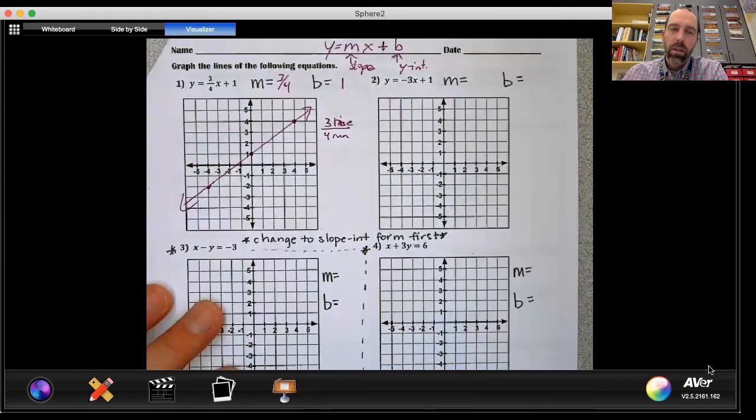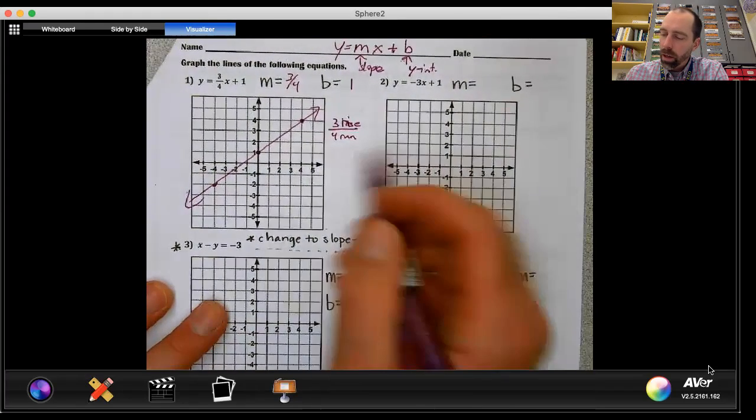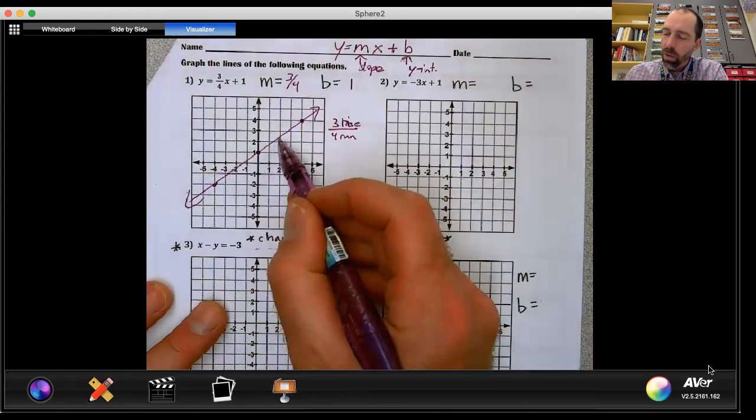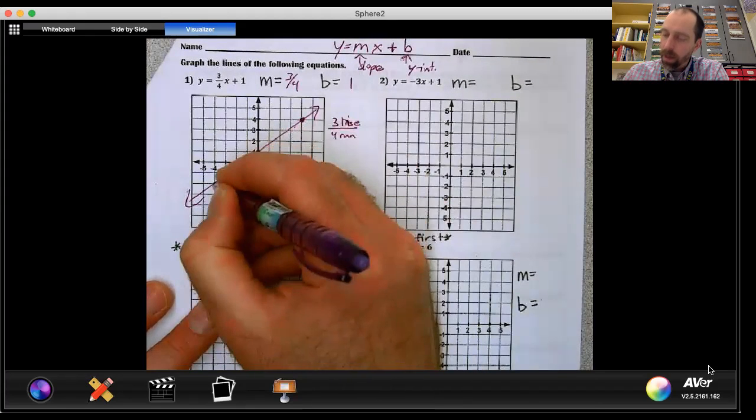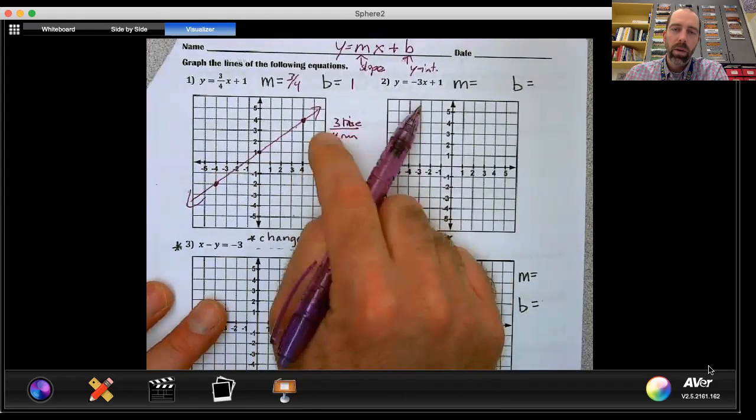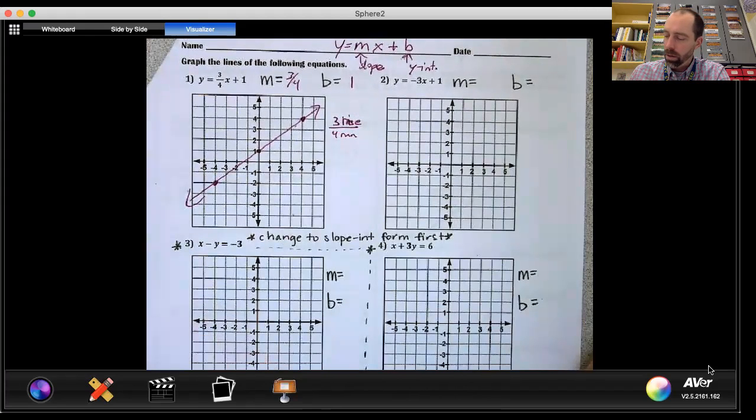You could do the same thing if you made a t-chart. But you're going to get a whole bunch of fractional coordinates until you get to this point, or if you went backwards and got to that point. So using slope and y-intercept is going to be a lot more efficient.